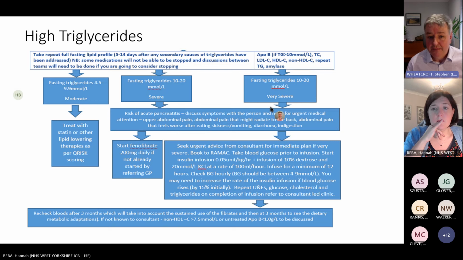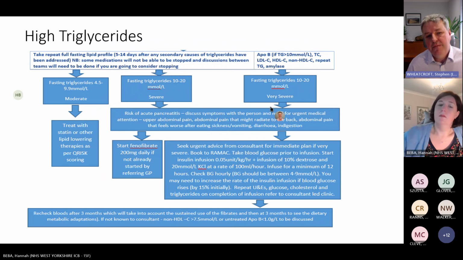It is important to think about getting a fasting level performed because there is a significant rise in triglyceride levels postprandially. And the other consideration is whether there are secondary causes that are contributing to hypertriglyceridemia. And we'll come on to that in another slide. For most patients with moderately elevated triglycerides, the triglycerides will be lowered to some extent by statin therapy. And that tends to be the commonest scenario we encounter here. Next slide, please.